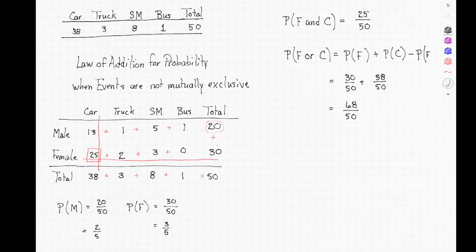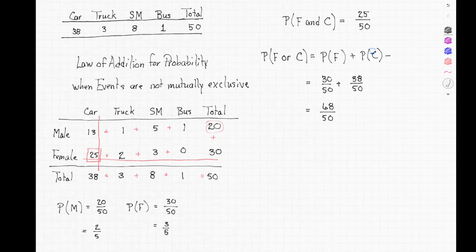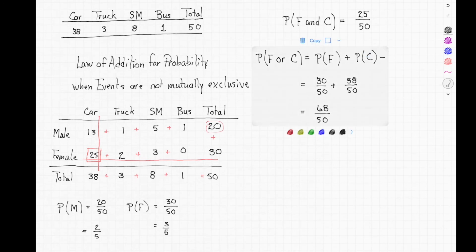Female, I'm going to scoot this over a little bit. It's getting kind of tight there, so let me scoot all that over.